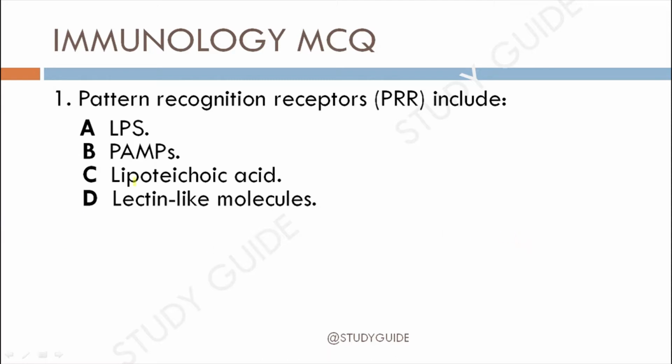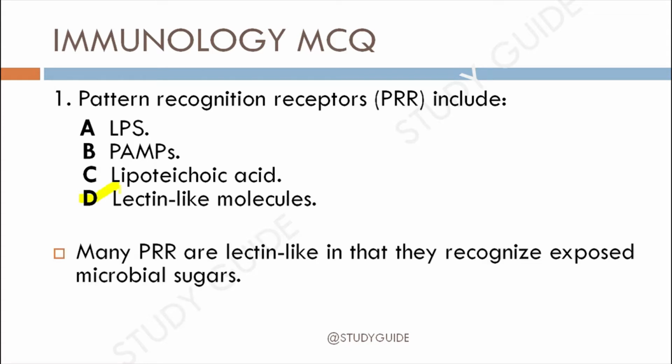Yes, the answer is option D, because many pattern recognition receptors are lectin-like in that they recognize the exposed microbial sugars. Here LPS is given, but this is present on the surface of gram-negative bacteria. PAMPs stands for pathogen associated molecular patterns, and lipoteichoic acid is present on the surface of gram-positive bacteria. So the answer is option D.